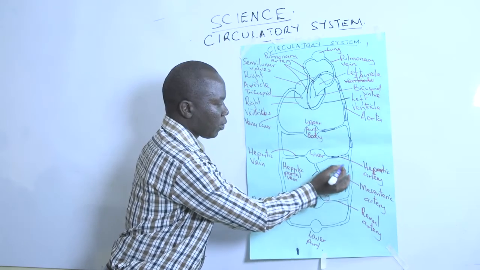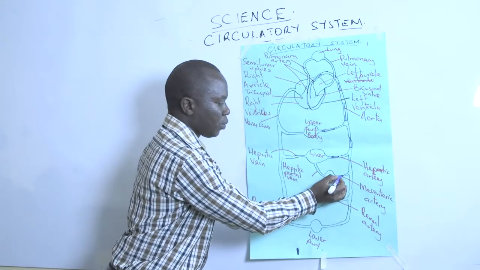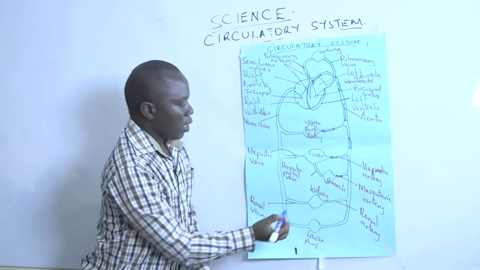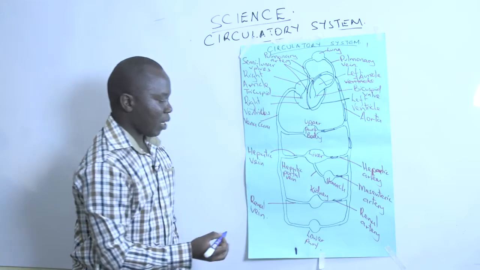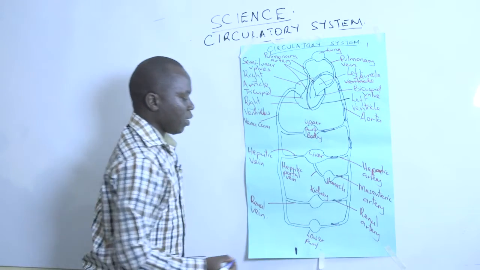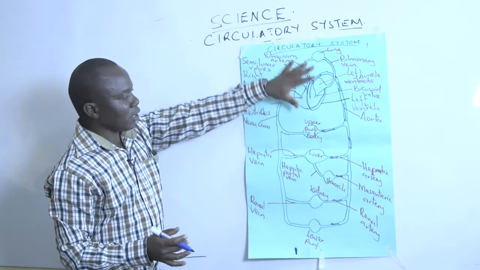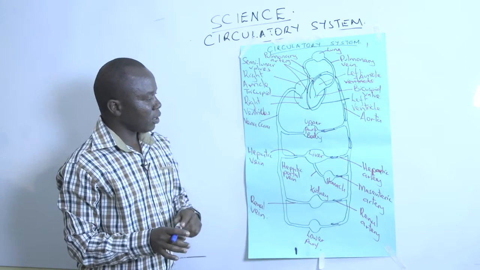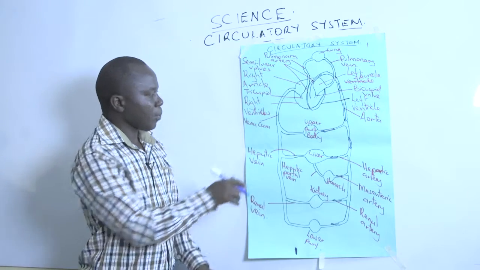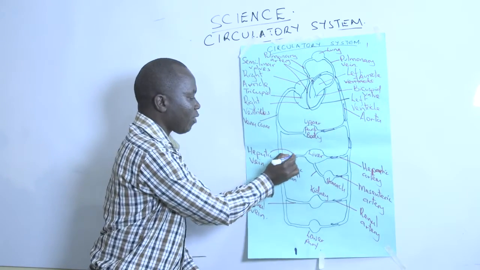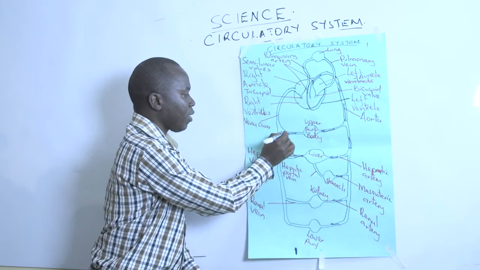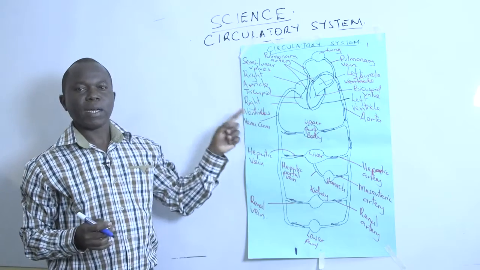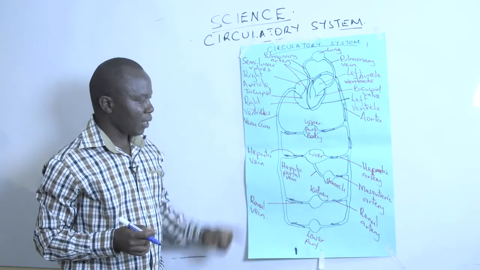Then to the liver through hepatic artery, to the stomach through mesenteric artery, to the kidneys through renal artery, and to the lower part of the body. As this blood is flowing, it is being used. Oxygen found in it is being consumed. So as it leaves these parts, it will have less oxygen. Because it has less oxygen, we call that blood deoxygenated blood.